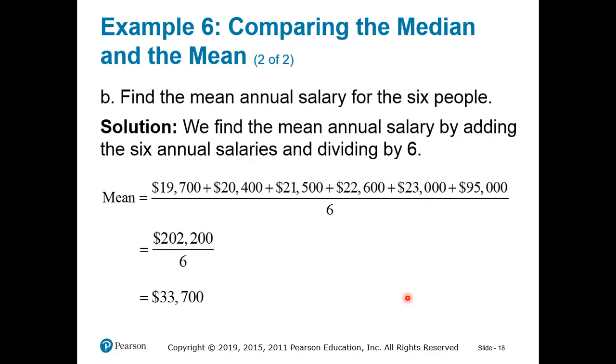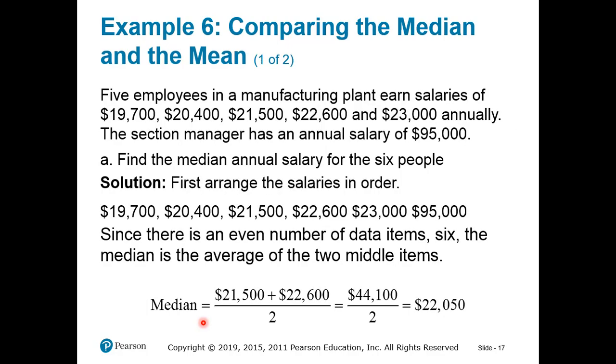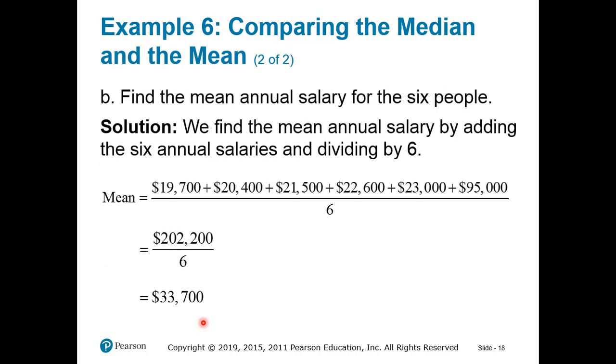Now, what about the average, the mean? That means we add up all of the salaries and divide by 6. We find that the average salary is $33,700. A big difference, right? The median was $22,050. The average was over $11,000 more.